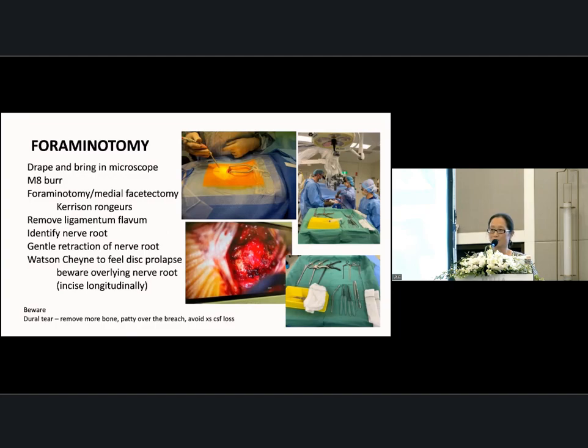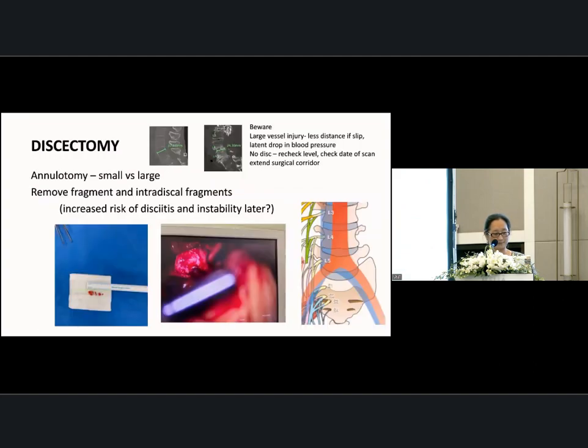You can get dural tears in the small foraminotomy. They're a nightmare to try and suture. In that case, I remove more bone, and make sure I put a patty over the breach quite quickly to avoid CSF loss and extra bleeding from the epidural veins.